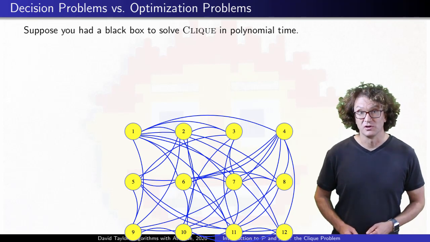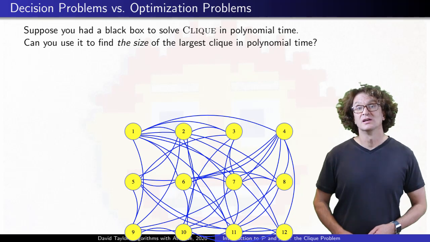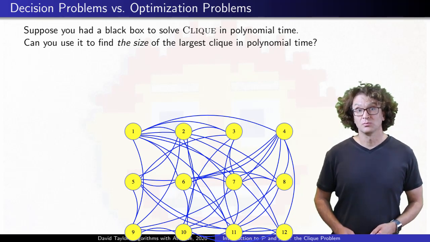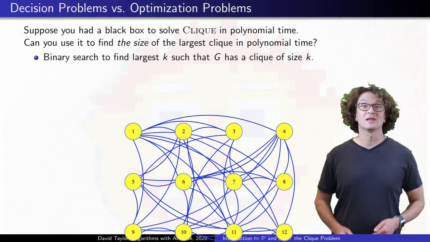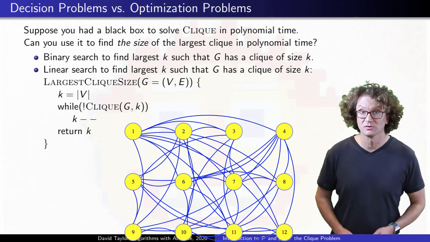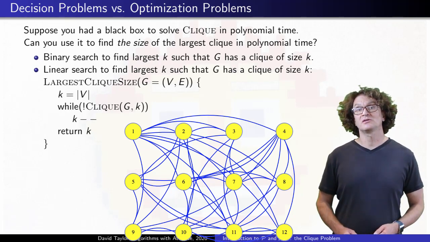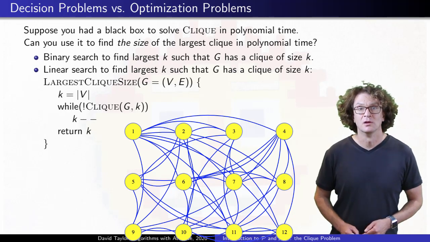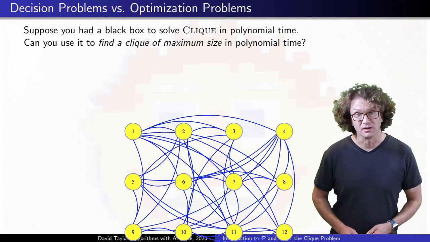A simple optimization version might ask, what's the size of the largest clique in a graph? You could use the black box in a binary search to find the largest size, or you could just be lazy and do a linear search. Either way, you run the polynomial time black box a polynomial number of times, so it takes polynomial time to answer. But what if you want to actually find a maximum sized clique?